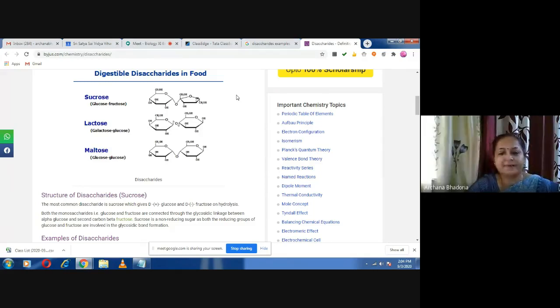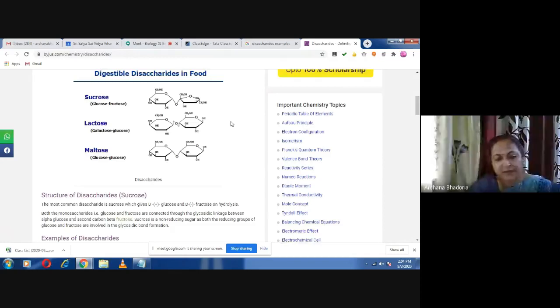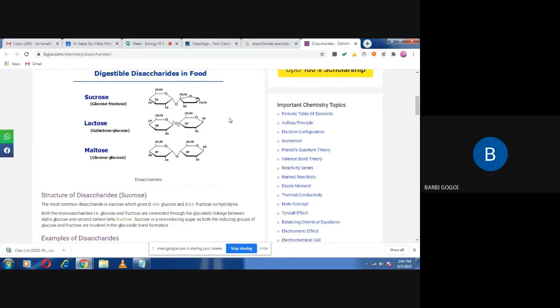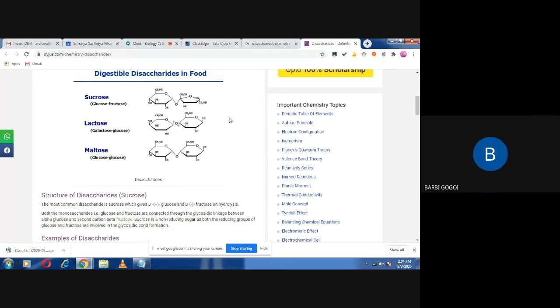what are disaccharides? They are the form of carbohydrates that are made up of joining the two monosaccharides, which may be similar or different. Okay, very good. Then how are they joined? Which bond is formed between the two monosaccharides? Glycosidic bond. Glycosidic bond. So that glycosidic bond is formed between which carbon atoms? First and fourth.